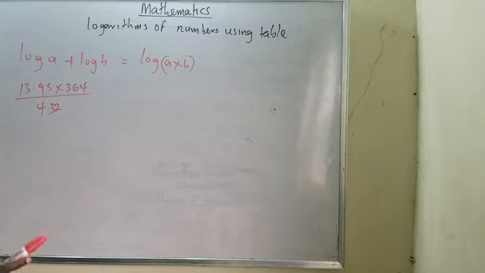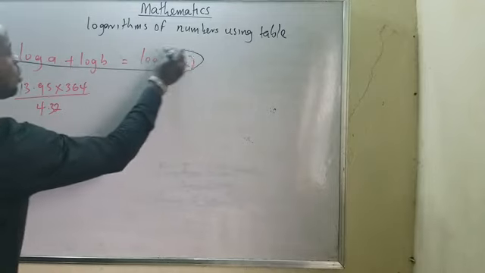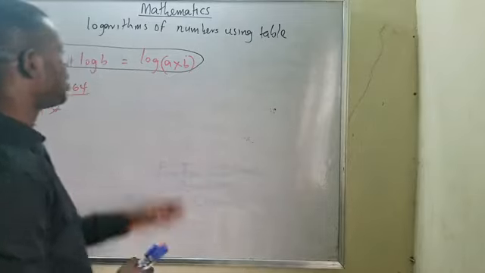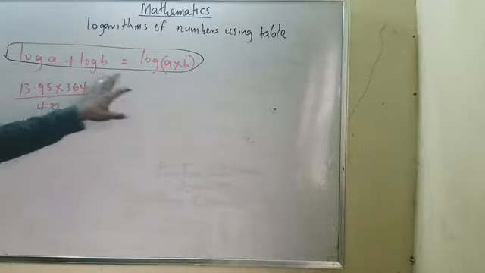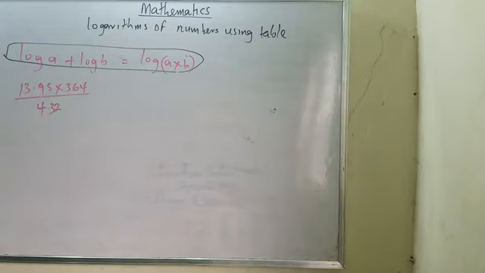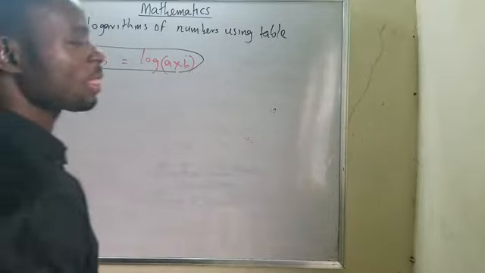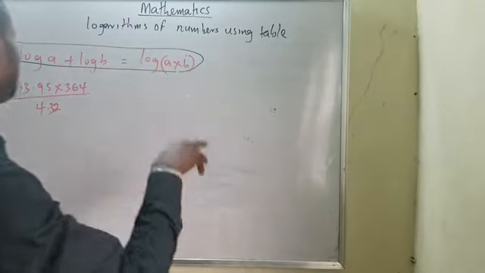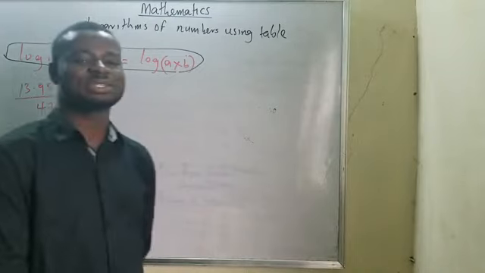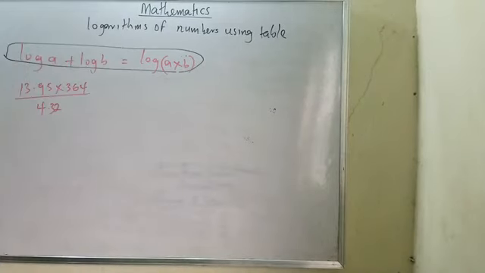What is very important here is that this law will surely help me in solving this problem. When I have log a plus log b, it will be equal to log of the numbers multiplying themselves. It means anytime I have multiplication, it will be addition after the logarithm. But before we know that, we have to understand what is called the characteristics of numbers in a given logarithm.